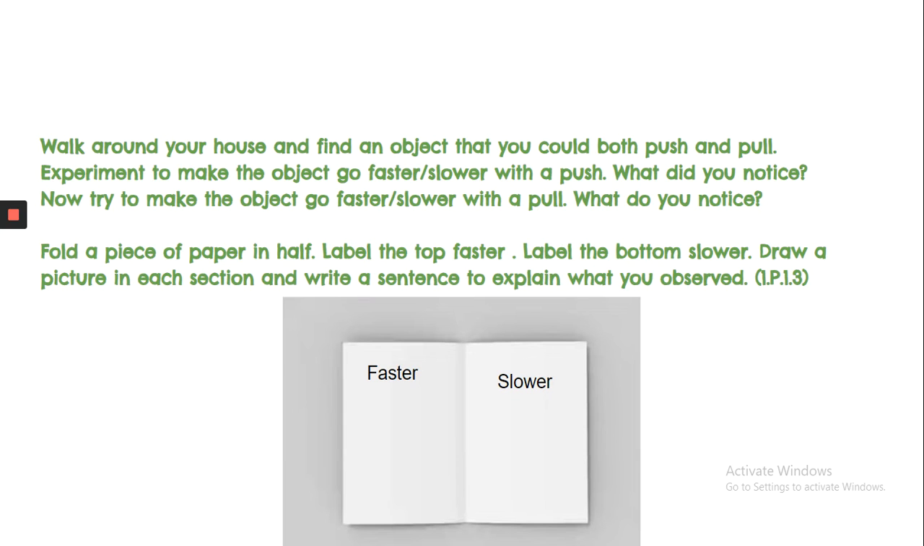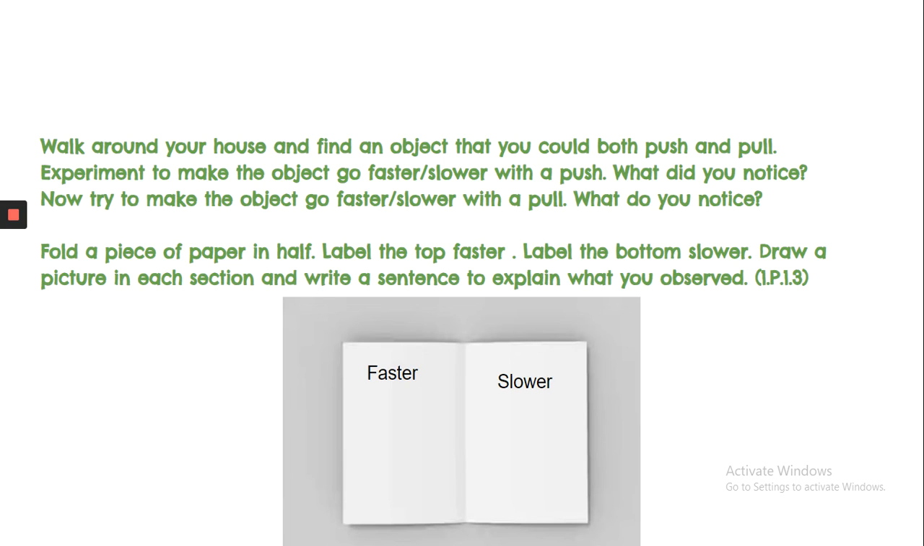So what you need to do at home is walk around your house and find an object that you can both push and pull. Experiment with different materials and different surfaces to make the object go faster and slower with a push. And then you need to write down what you noticed. And then you will do it again to make the object go faster or slower with a pull. So you're going to make it go fast and slow with a push and then fast and slow with a pull, and you're going to write down what you noticed.